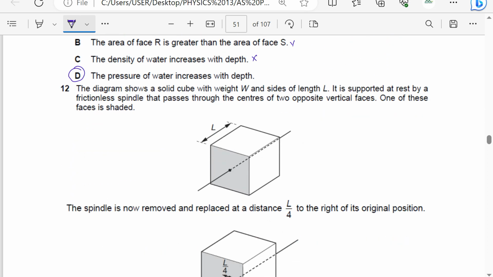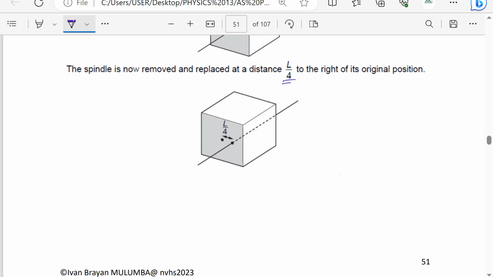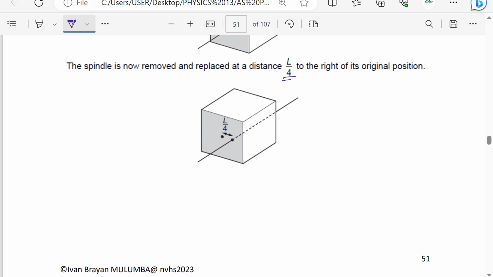The diagram shows a solid cube with a weight W and sides of length L. It is supported at rest by a frictionless spindle that passes through the centers of two opposite vertical faces. One of these faces is shaded. The spindle is now removed and replaced at a distance of a quarter L to the right of its original position.